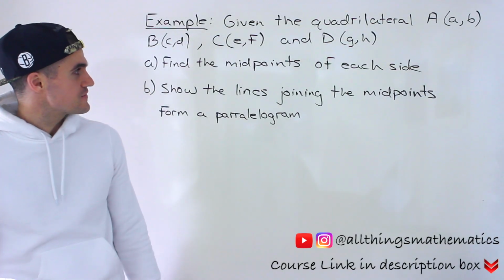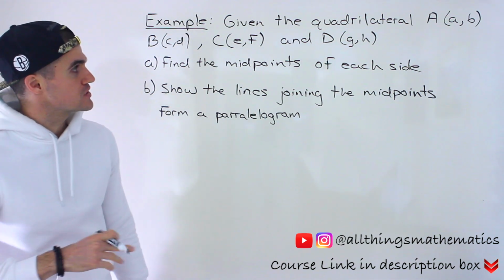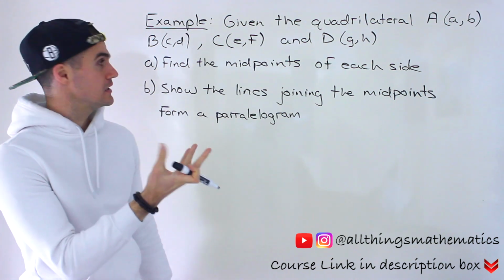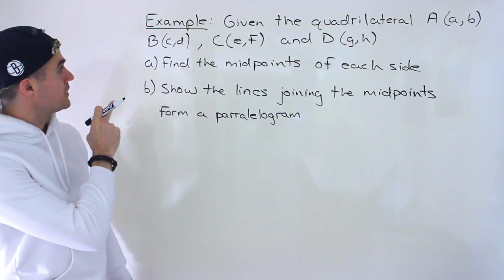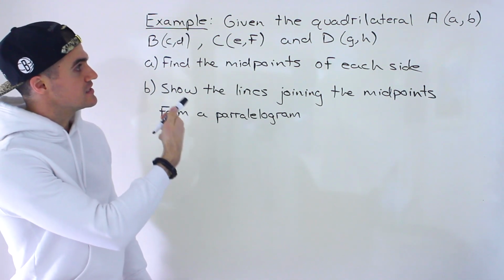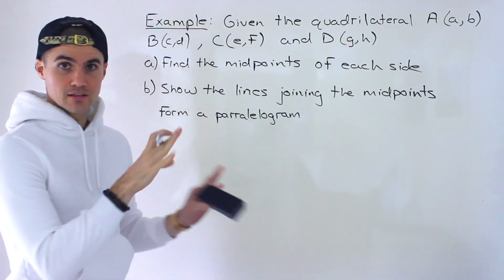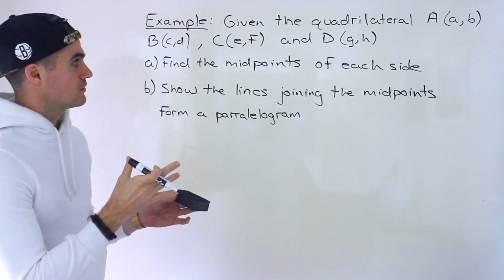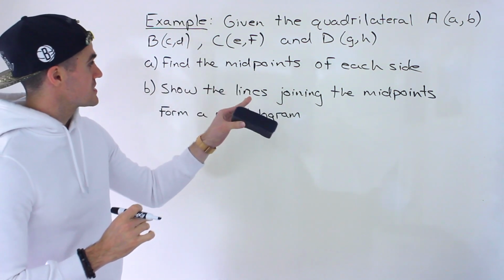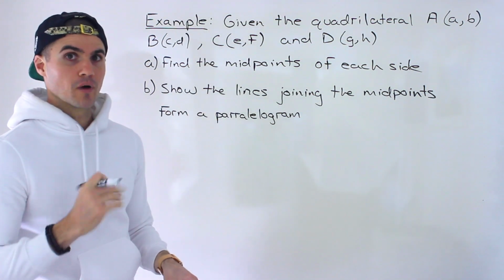Moving on to the next video dealing with quadrilaterals. So we are given a quadrilateral that has the vertex capital A with coordinate (a, b), then vertex capital B with coordinate (c, d), then C with coordinate (e, f), and then D with coordinate (g, h). So notice we're not dealing with any numbers here. These are all going to be in terms of variables. And what we have to do is find the midpoints of each side. Then in part B, we have to show the lines joining the midpoints form a parallelogram.